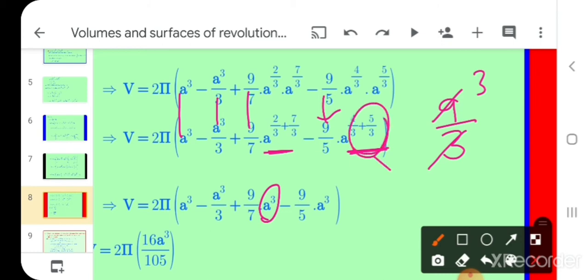Similarly, what we get here? 4 by 3 plus 5 by 3. Here also we get same 9 by 3. 9 by 3 means 3. So I write a cube.